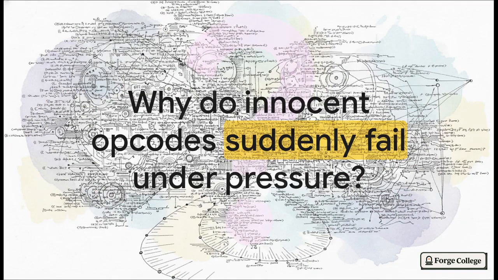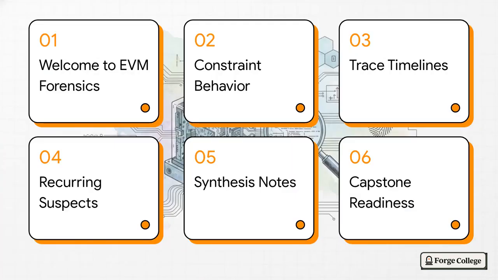When a transaction reverts or fails, we're usually left staring at these massive blocks of raw opcode traces. And honestly, at first glance, it just looks like absolute gibberish. But I promise you, it's actually a timeline of clues. The big question we need to answer today is this: why do innocent, perfectly normal opcodes suddenly fail when placed under pressure?